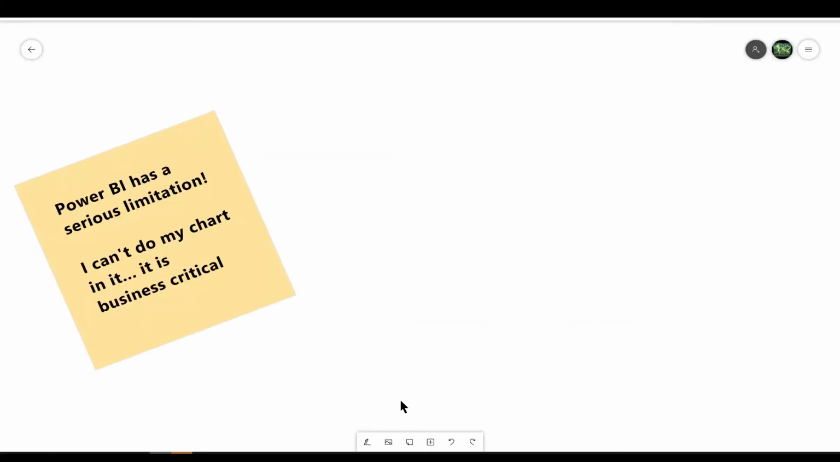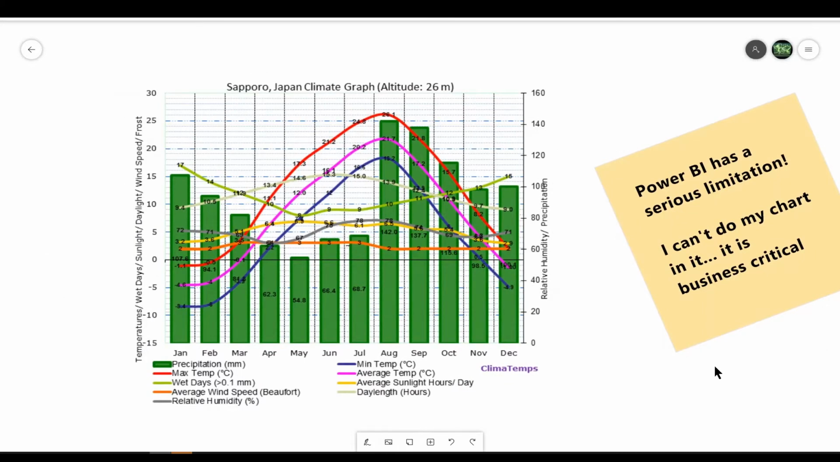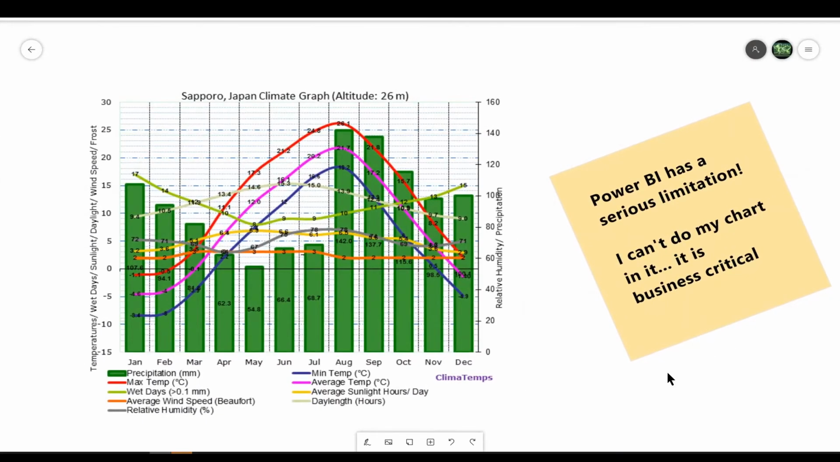So, Power BI's got some serious limitations, they'll tell you. Can't do this business critical chart, they'll say. Alright, says I. Show us the chart, let's see what we can do, see if we can work out a way around it. Out comes this thing. Not this particular one, but something very similar.